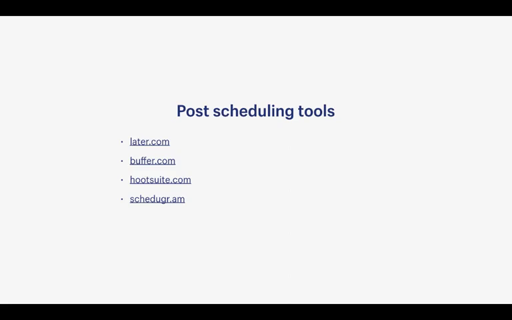So to help you with this, I would recommend using a post scheduler. And this will allow you to plan your posts ahead of time, which will make posting regularly and consistently a much easier task. So we have later.com, we have buffer.com, hootsuite.com, and we have schedule.gr.am. So Schedulegram is another one I recommend checking out.